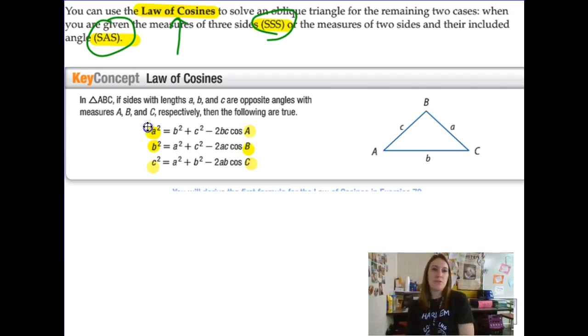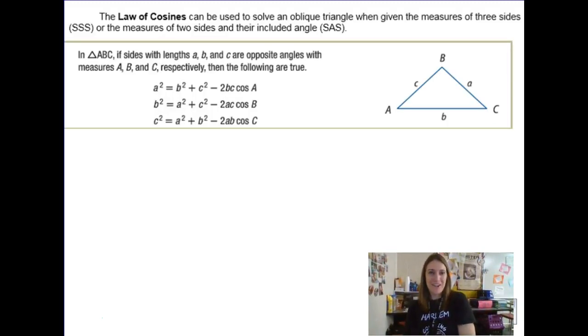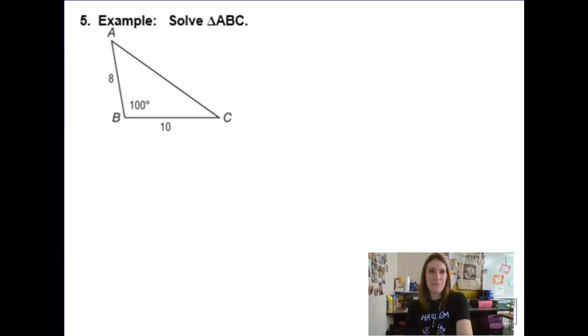So notice, because you do have to have this memorized, right? If you start off with leg A in cosines, then you have to end with angle A. Same thing with B and C. So these are one of those formulas where they're just so repetitive that you end up memorizing them. All right, let's take a look at this first example.